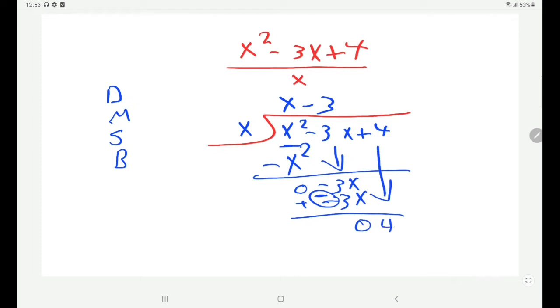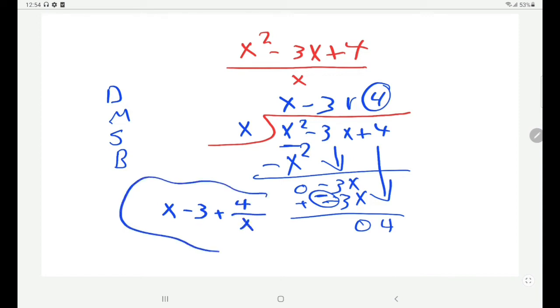You drop the 4. Now 4 divided by x is just 4 over x, so this is your remainder. There is nothing else you can do. And how do we write our answer? We write our answer as x minus 3 plus 4 over the divisor, as we agreed before. So x minus 3 plus 4 over x is your answer.